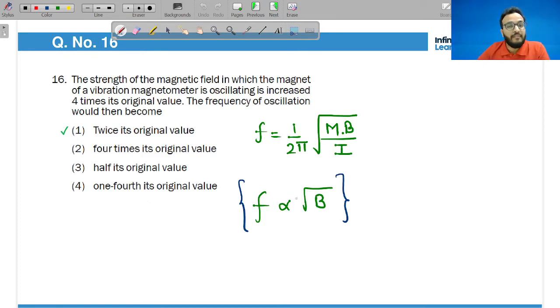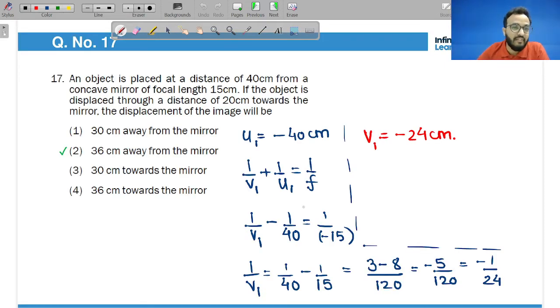Question number 16. See the formula of frequency of oscillation of a bar magnet or a magnetic compass needle in a vibration magnetometer is 1 by 2 pi root over mB by I. So f is directly proportional to root B, right? So if you increase the magnetic field to 4 times its original value, then obviously the frequency is going to get double.